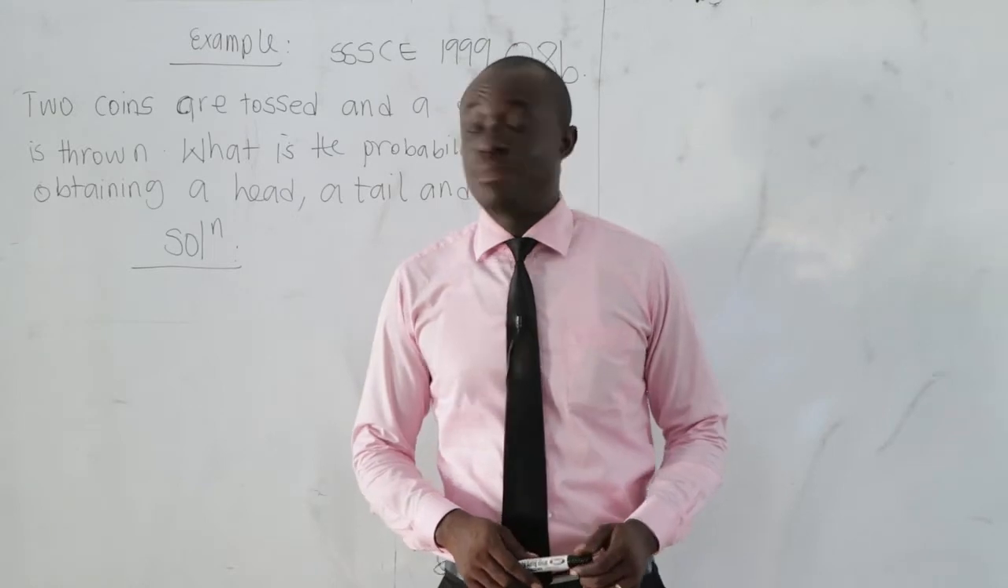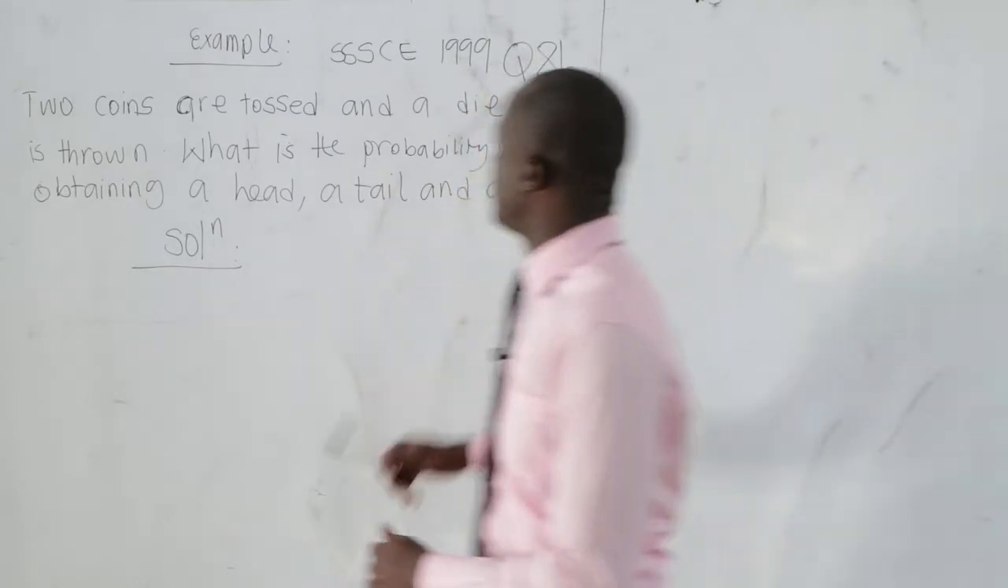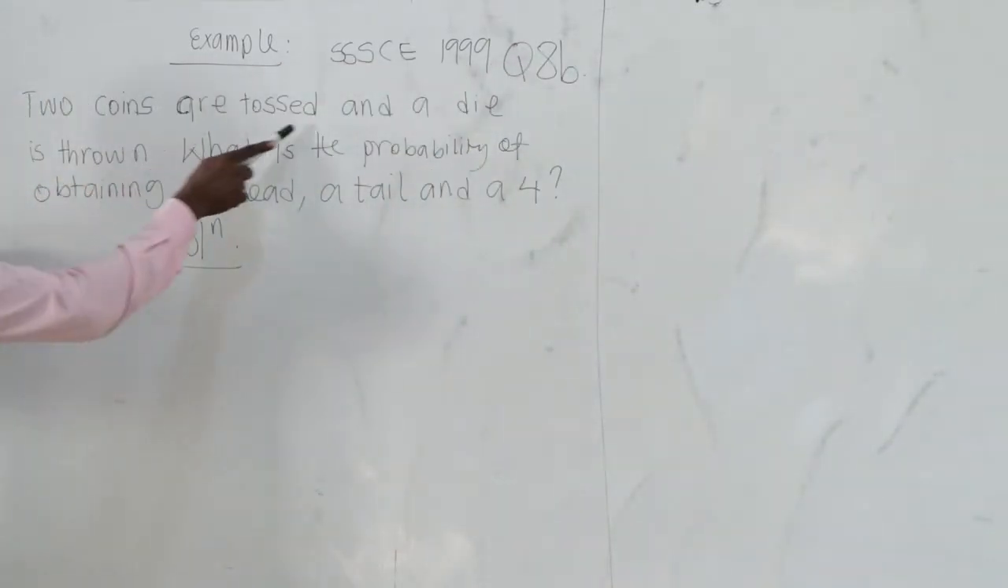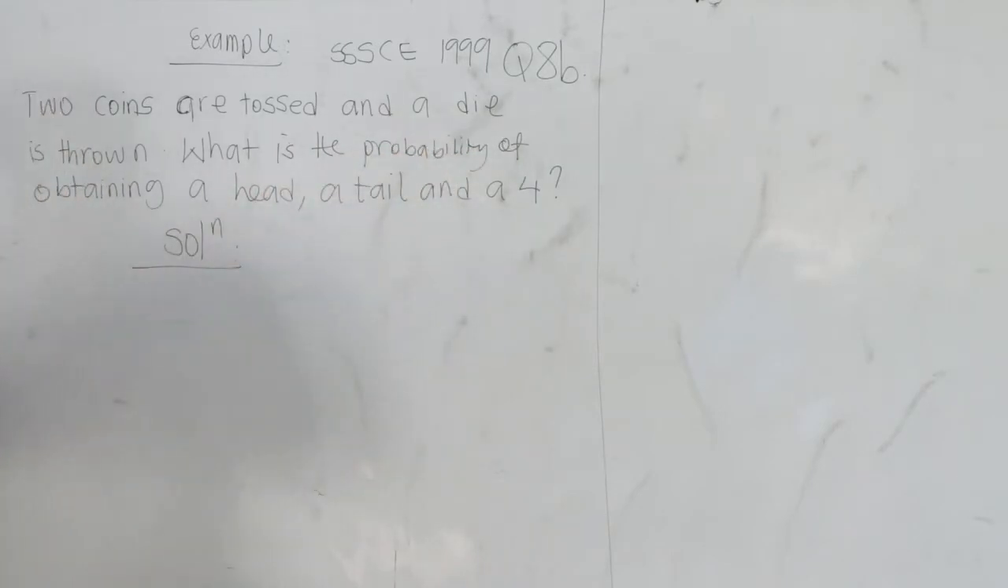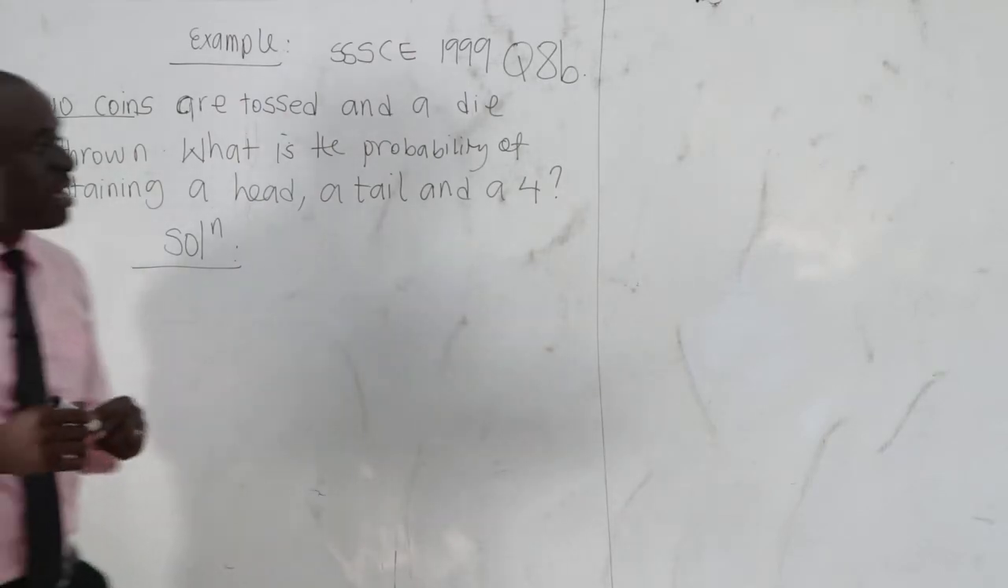Now let's consider this past question. This is SSC 1999, question number 8b. 2 coins are tossed and a die is thrown. So we have 2 coins and then a die is thrown. What is the probability of obtaining a head, a tail, and a four?